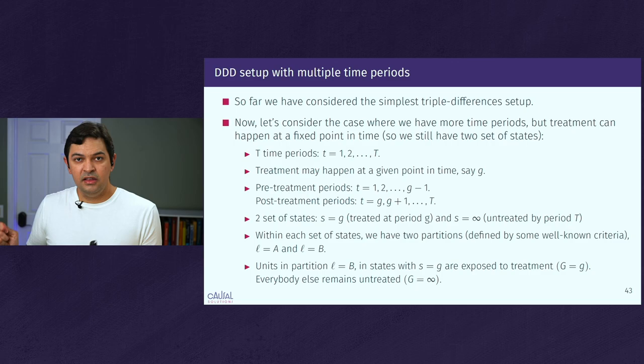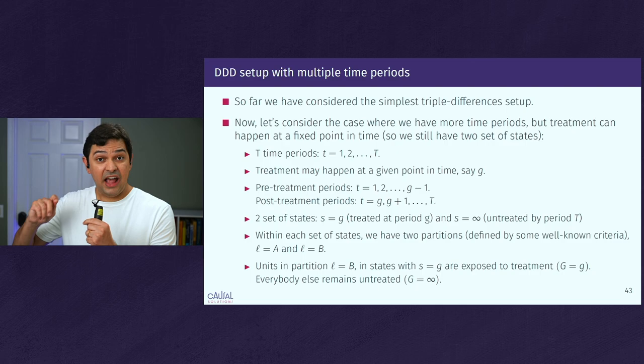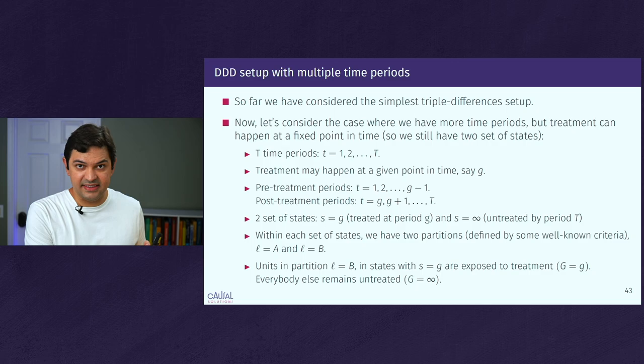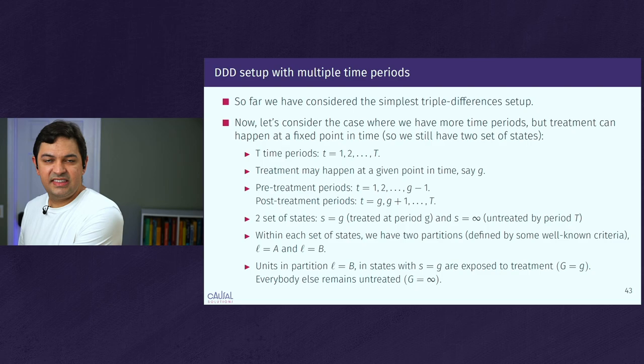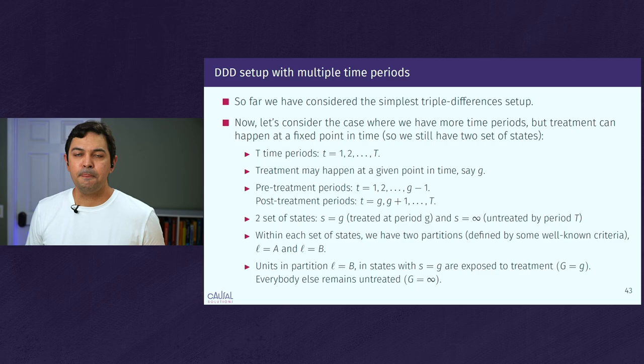Why are you potentially treated? Because it depends on whether you belong to a state that actually passed this law in period G. I'm going to call these states little s equals little g, treated states. If you belong to states that do not pass this law, you have s equals infinity, so states whose time of the law is infinity. They remain untreated until the end of the time period.